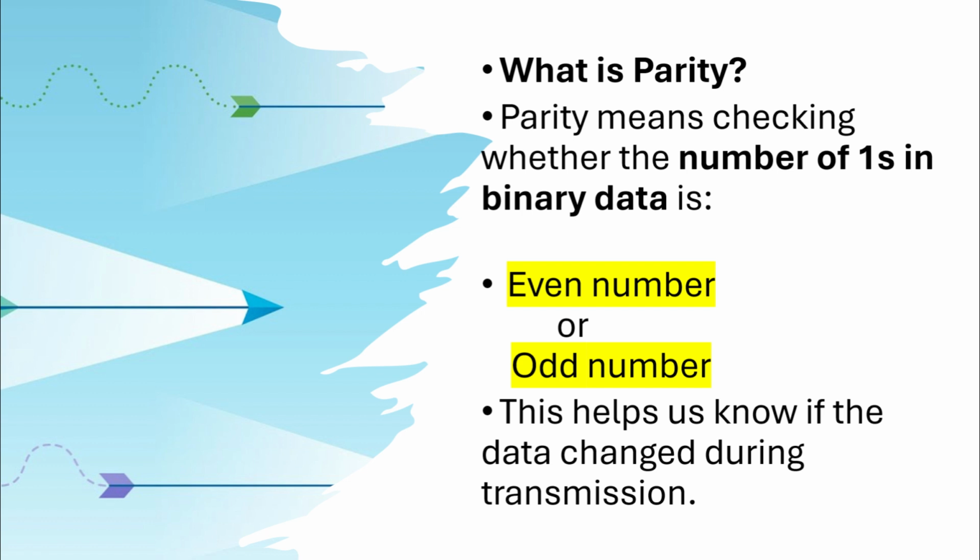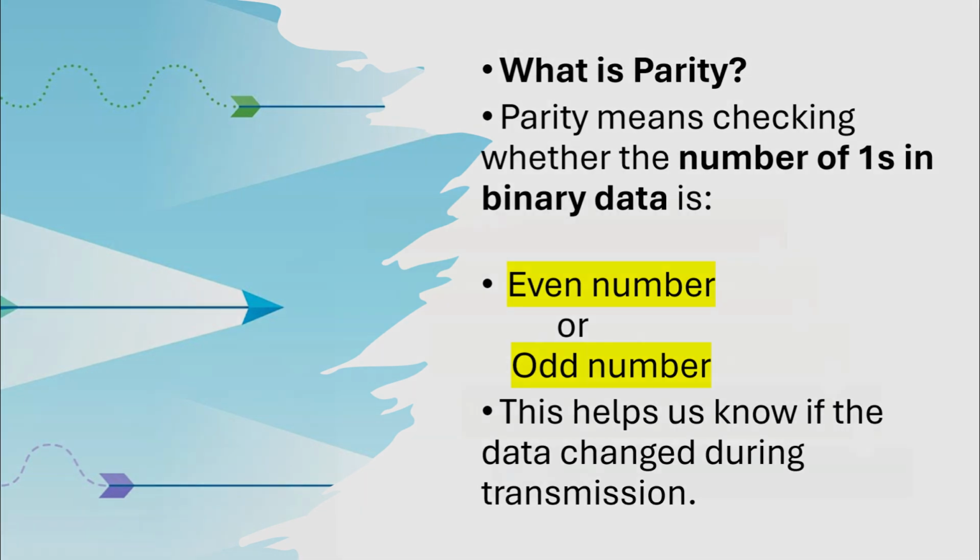But here is the clever part. If the sender and receiver agree on a rule beforehand, they can use parity to detect errors. For example, they can agree, we will always keep the number of ones even. Then if the receiver gets an odd number of ones, they immediately know something went wrong. In the next slide, I will show you exactly how we add an extra bit to make this work.